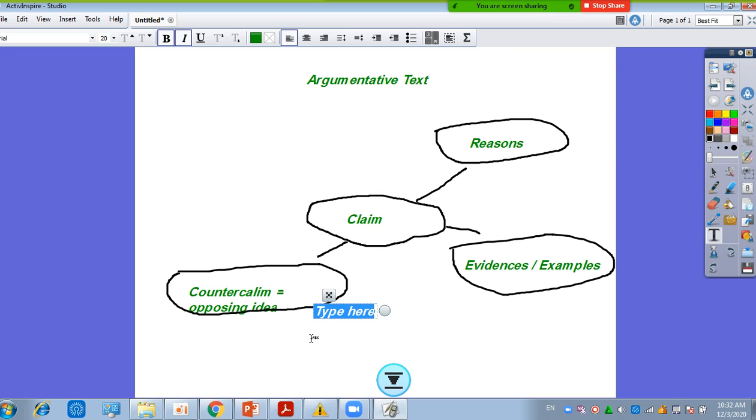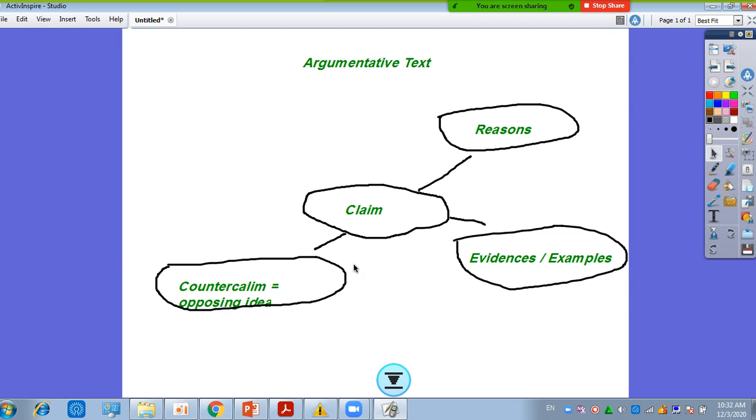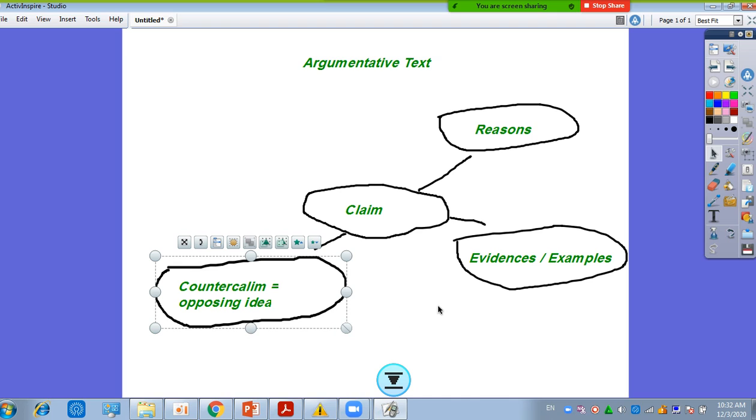When you mention it, why should I do this thing? Why should I introduce the counterclaim or the opposing idea? Because you do not let or give a chance to your reader to think about something you haven't mentioned. Think about something that you haven't mentioned.